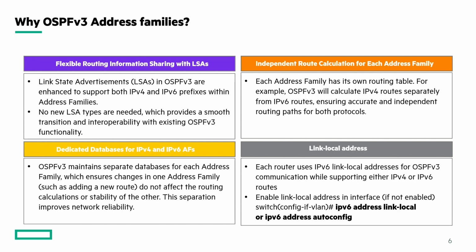And finally is the link local address. Each router uses IPv6 link local addresses for OSPFv3 communication while supporting either IPv4 or IPv6 routes. So for this, we'll have to enable the IPv6 address link-local CLI, or we can also go ahead and enable the IPv6 address autoconfig CLI. This should work with both.